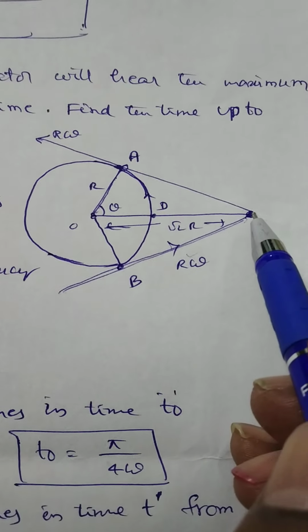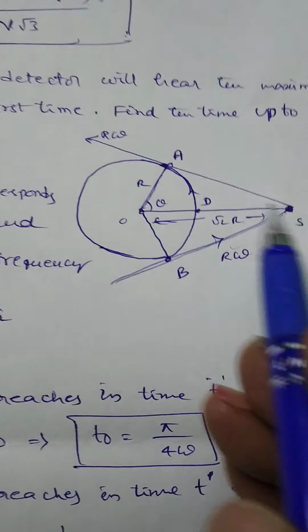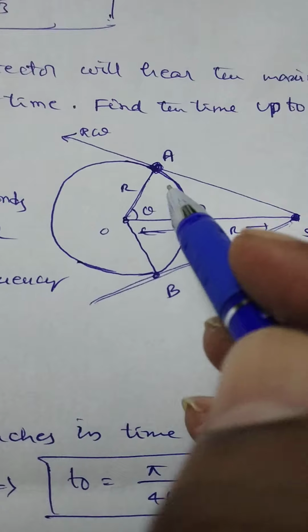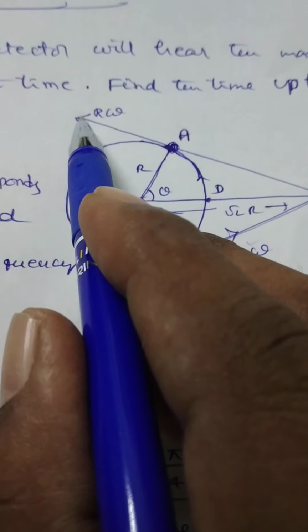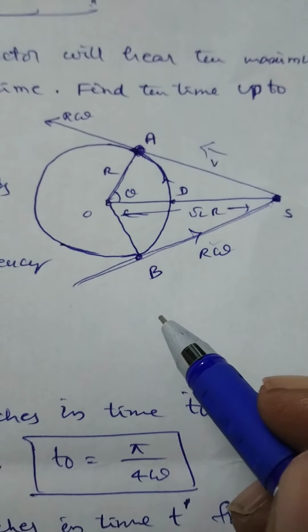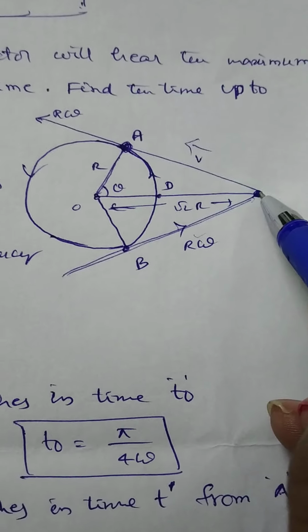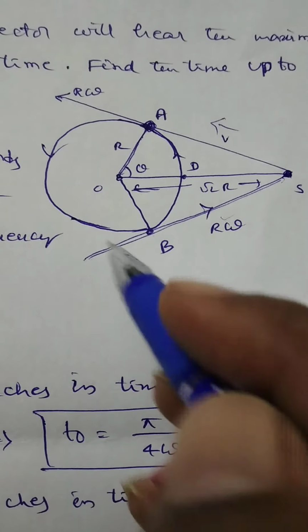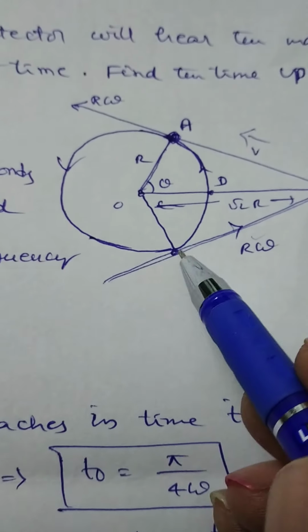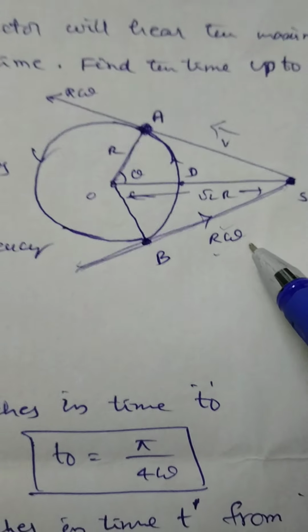Suppose from the point S, let us draw a tangent on the circular path. This is the tangent. Suppose when the observer is at this point A, its velocity is also along the tangential direction. Sound velocity is equal to v. Again, from the point S, draw a tangent on the circle on this side also. Let the observer or the detector move along the circular path, and at this point the velocity of the observer will be along the tangential direction, which is equal to r omega.